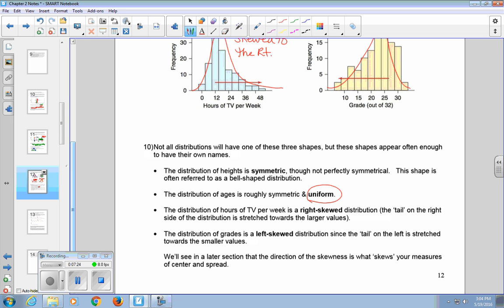Distribution of hours of TV per week is a right-skewed distribution. The tail on the right side of the distribution is stretched towards the larger values. The distribution of grades is a left-skewed distribution, since the tail on the left is stretched towards the smaller values. We'll see in a later section that the direction of the skewness is what skews your measures of center and spread.